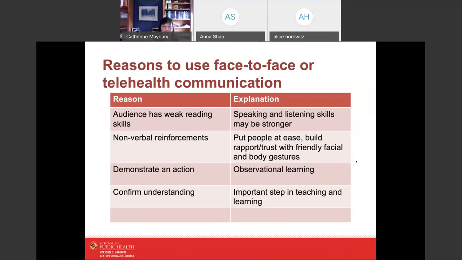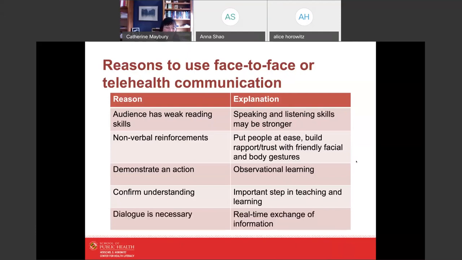Another important reason to use oral communication is when you want to confirm understanding. It's an important step in teaching and learning. And when you confirm understanding, you know if you communicated your message in a way the person understands. You know if they heard and understood what you intended them to hear.